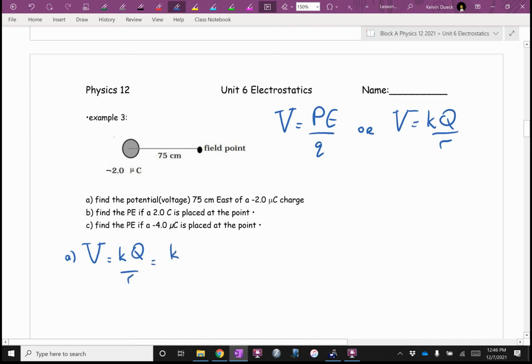Do I put the negative in? How do you know? No absolute values. I'll take your question in a second, Caden. Negative 2 times 10 to the negative 6 all over 0.75.